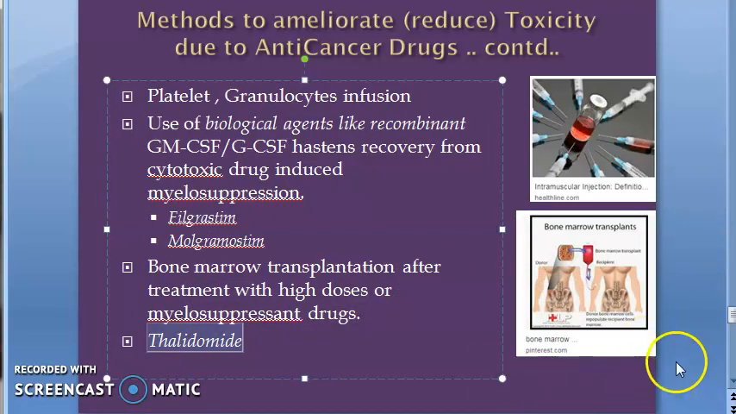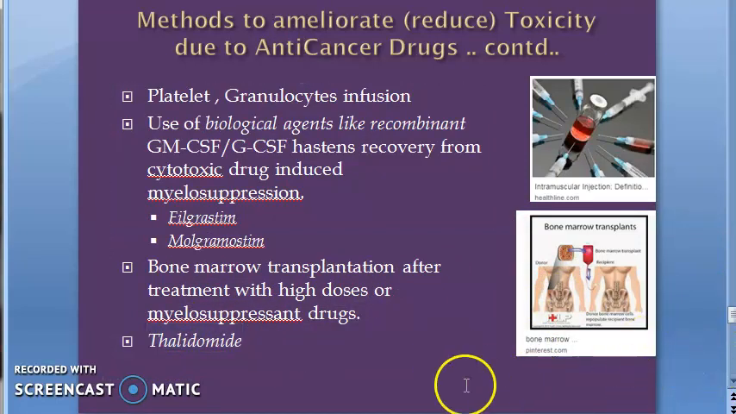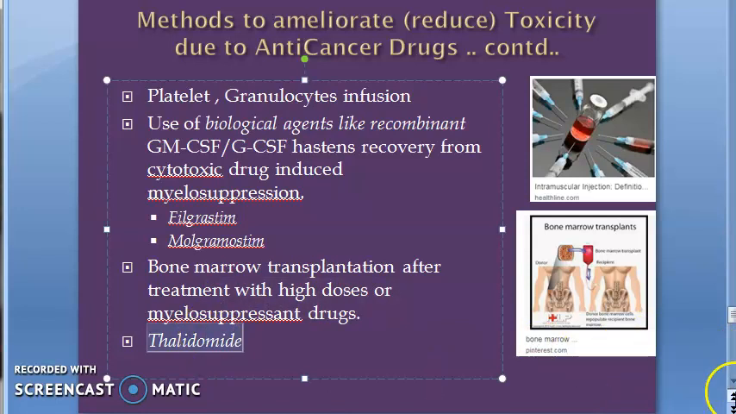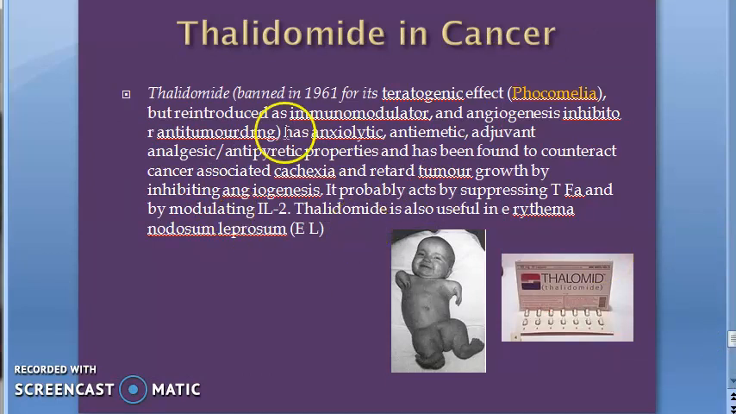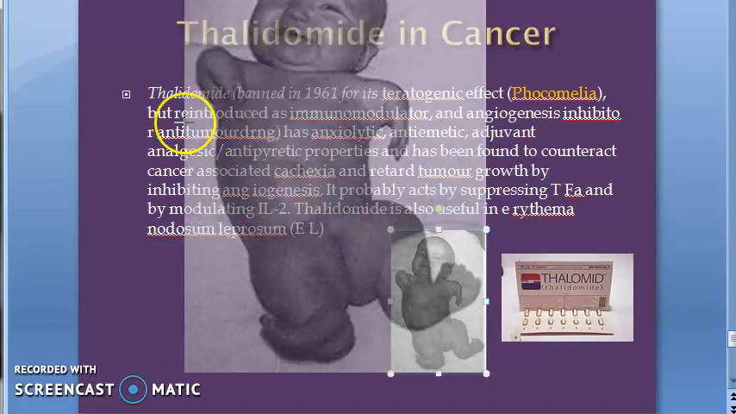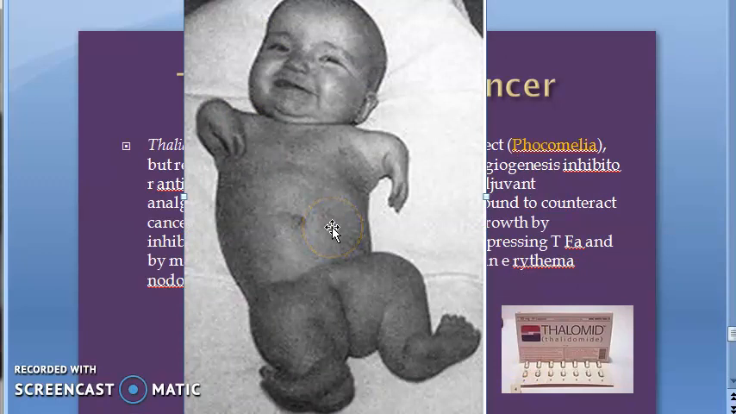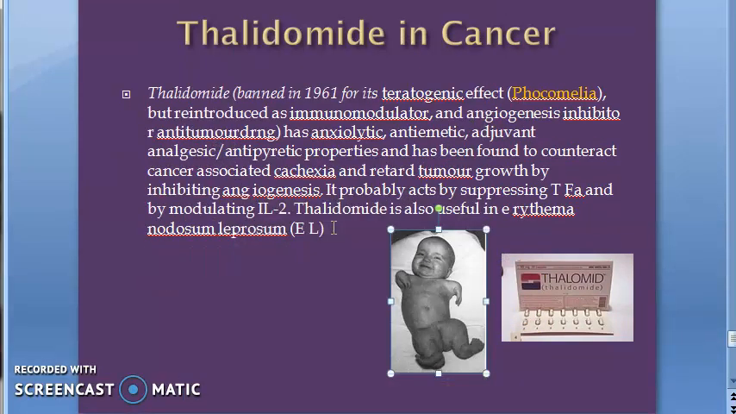Okay, then thalidomide. Actually, thalidomide also is used to reduce the toxicity of anti-cancer drugs. We are moving on to the next slide, just explaining thalidomide. Thalidomide was banned in 1961 because it had a teratogenic effect called phocomelia, where babies are born with affected limbs. But then they found out thalidomide is very good in managing the toxicity of anti-cancer drugs. So it is given to ameliorate toxicity of anti-cancer drugs.